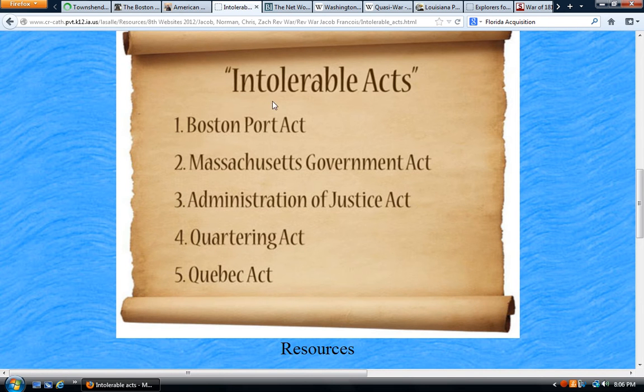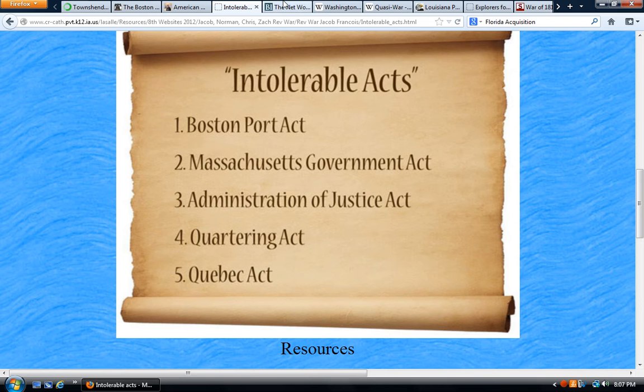The Boston Port Act was an act that shut down Boston Port until the tea that was thrown into the harbor was paid for. The Massachusetts Government Act altered the Massachusetts government, no surprise, and also banned public meetings. The Administration of Justice Act made it so that British soldiers could only be tried in Britain, not the colonies. The Quartering Act made it so that British soldiers could be housed in private homes.